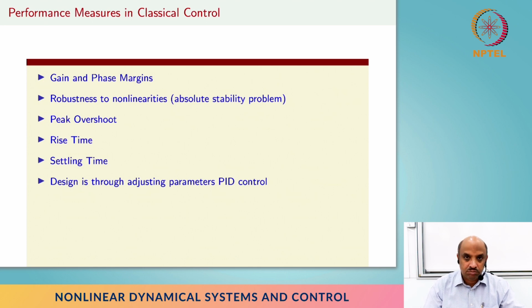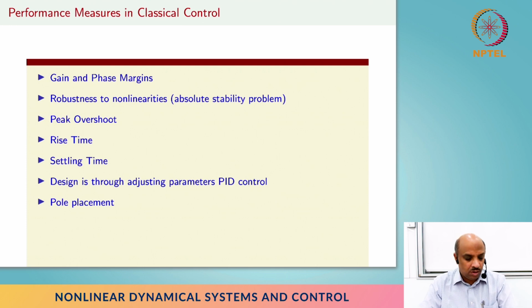Beyond the basic property of stability, then people were looking for gain and phase margins, through the absolute stability problem, other robustness, peak overshoot, rise time, settling time. So you have so many performance measures, and we can't optimize all of them. So typically it may not be an optimization problem, but just some problem that says, okay, I'm going to design a control that satisfies certain specifications, certain constraints with respect to all these things, right?